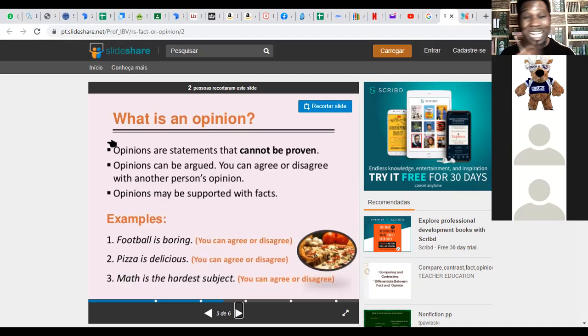Opinions are statements that cannot be proven. Opinions can be argued. We can argue it because it is based on perspective. It is based on my perspective or your perspective. I can agree with you or disagree with you. So that is an opinion. Opinions may be supported with facts.